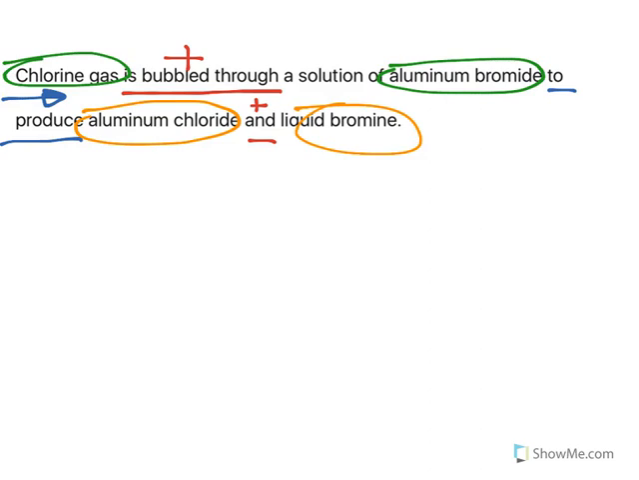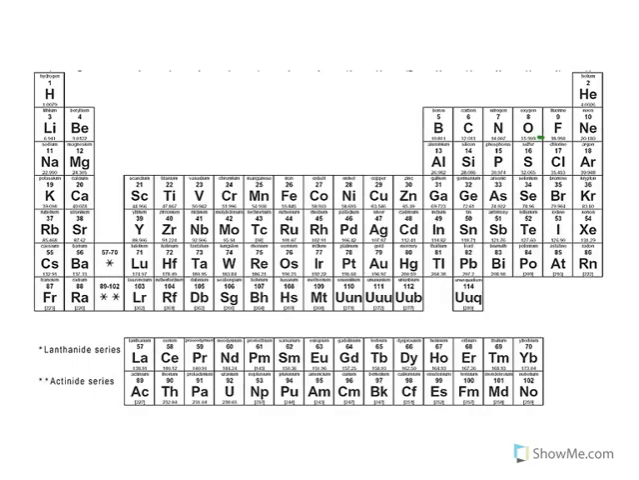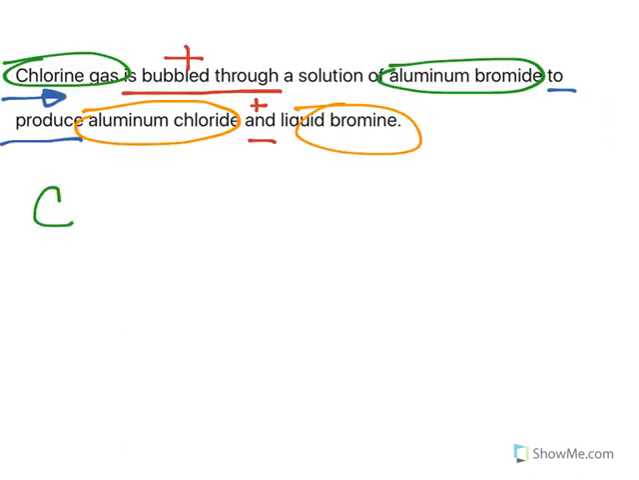Alright, so let's start by writing our equation. We have chlorine gas. First we need to decide, is that a metal or a nonmetal? So we're going to look at our periodic table. Chlorine is over here. Not only is he a nonmetal, but he is one of the 7 that makes a 7. Okay? So because he's one of the 7 that makes a 7, he's going to be Cl2. Because remember, the 7 that make a 7 are always going to be diatomic. So he's going to be Cl2. Then we have "is bubbled through," so there's our plus. And we have aluminum bromide.